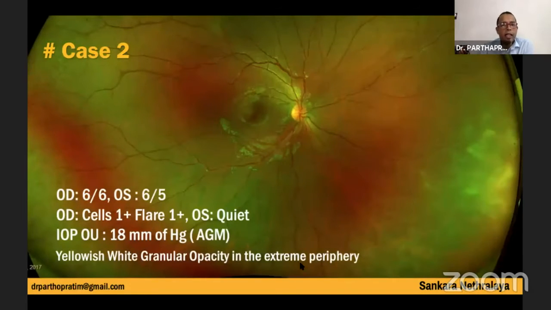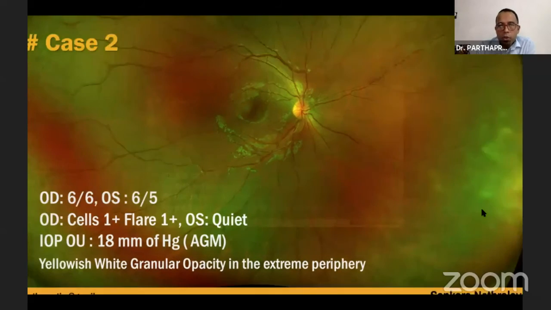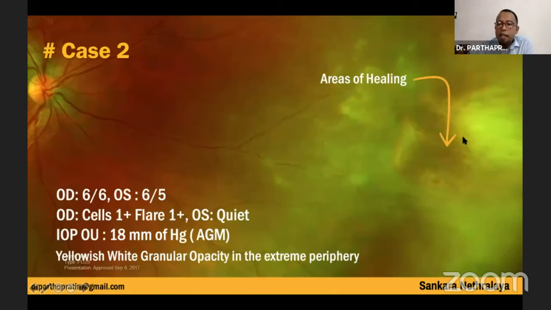As you can see here, when we examined the patient, his visual acuity in the right eye was 6/6 and the left eye was 6/5. Slit lamp showed 1+ cells and flare, and the left eye was quiet. The intraocular pressure, with the help of anti-glaucoma medication, was 18 millimeters of mercury. You can see here there was yellowish-white granular opacity in the extreme periphery. I'll just zoom it further, and you can notice some areas of healing in between the lesion.